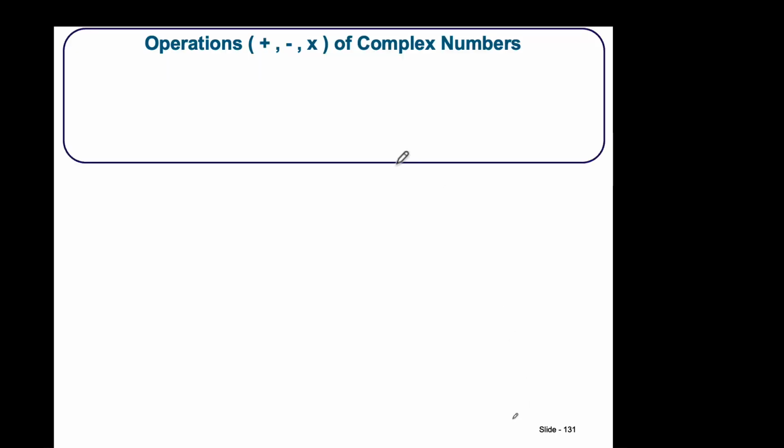Operations of complex numbers. So let's talk now about adding, subtracting, and multiplying two complex numbers together. All right, here's a complex number, a plus bi. Let's add it to another complex number, c plus di. So we're working with this one right now, the operation.